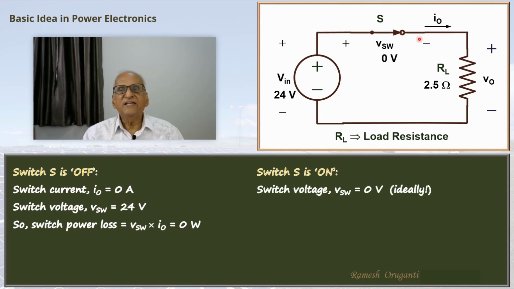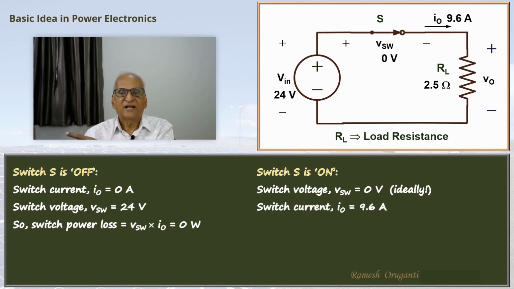Current flows through the switch. Ideally, the voltage drop across the switch is 0. Practically, there will be some voltage drop, but in an ideal switch, the voltage drop across the switch will be 0 volts. The current through the switch will be determined by the applied voltage 24 volts and the resistance 2.5 ohms. So it will be 24 volts divided by 2.5 ohms, which will be close to 10 amperes, 9.6 amperes in fact. If you consider the switch, a current of 9.6 amperes is flowing, but the voltage drop will be 0 ideally, at least. So the power loss, 0 volts times 9.6 amperes, is once again 0 watts.